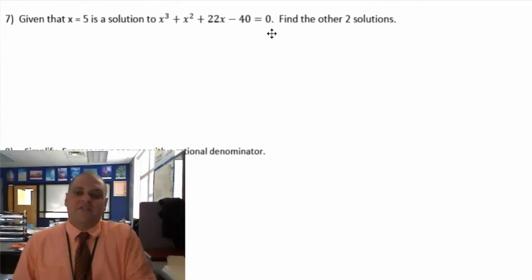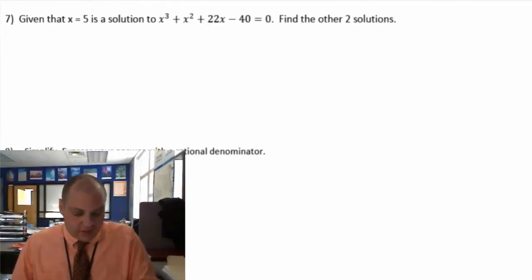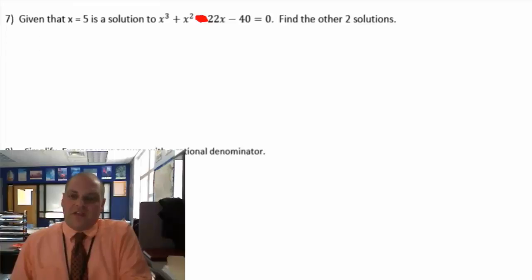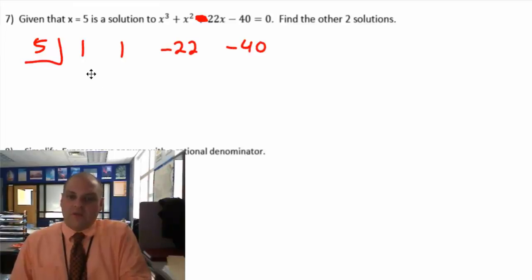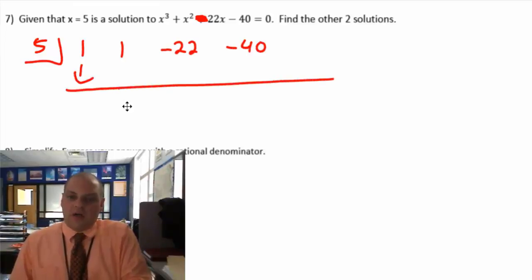Given that x equals 5 as a solution, remember there was another mistake here. This should have been minus 22x. Minus 22x. So we're going to do our synthetic division here. 1, 1, negative 22, negative 40. Okay, bring down the 1. That's going to be 5, 6, 30. Add down 8. 5 times 8, 40, because that's got to come out to be a 0.